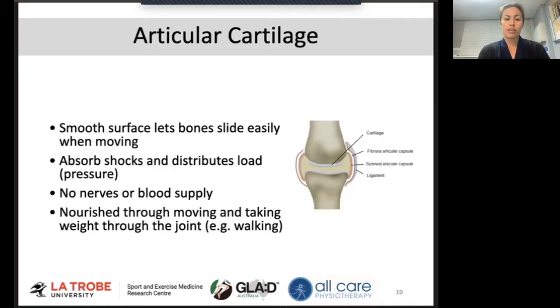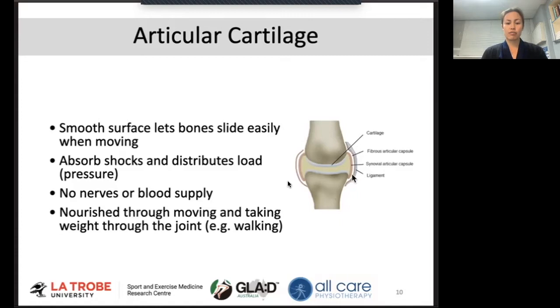So let's have a look at the anatomy of the knee, the anatomy of the hip joints, and how things change in your joints with arthritis. In a normal joint, the ends of the bones are covered by articular cartilage. The joint is then surrounded by an articular capsule, which produces synovial fluid to lubricate and nourish the cartilage. Ligaments and muscles are in and around the joint to help stabilize the joint.